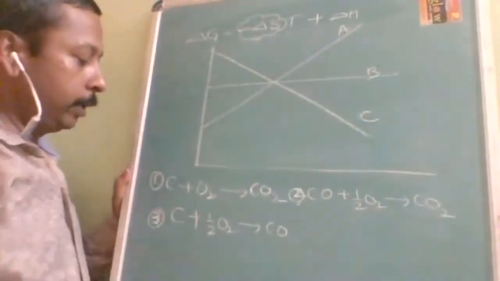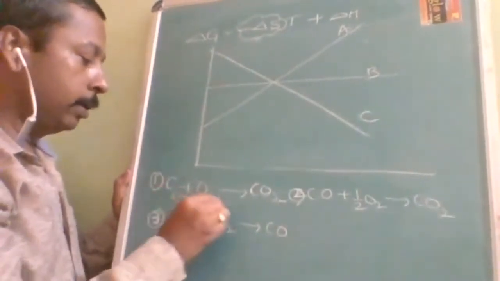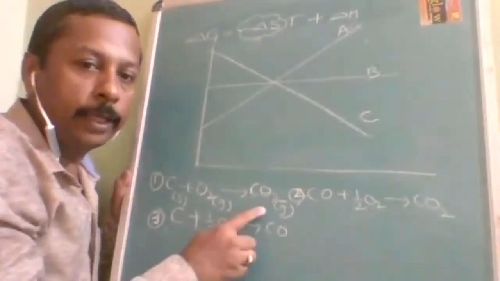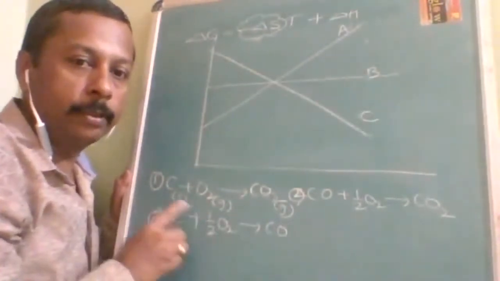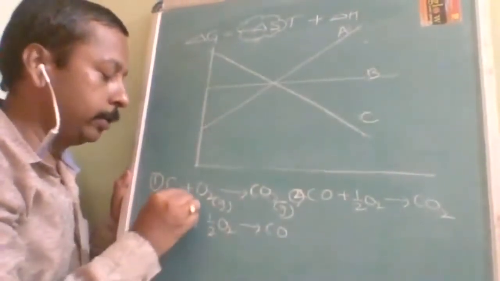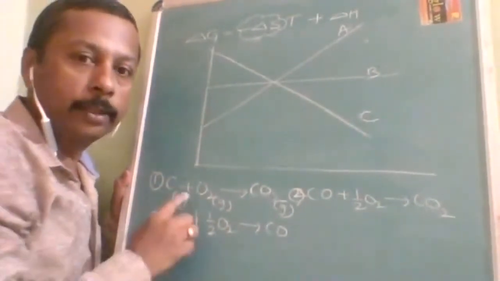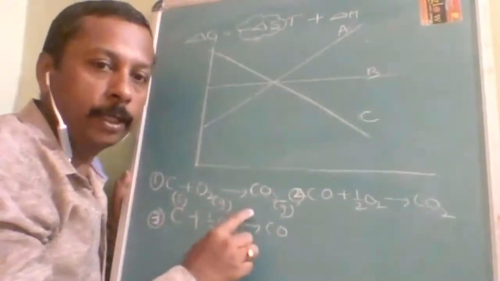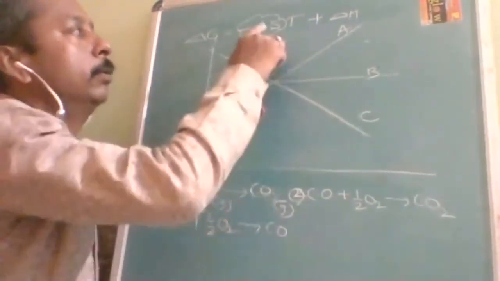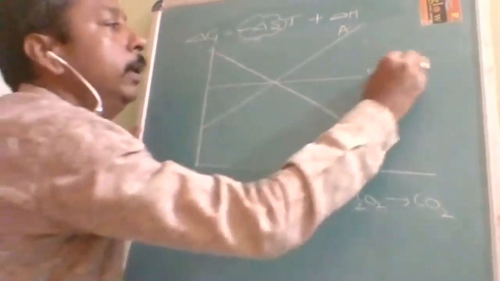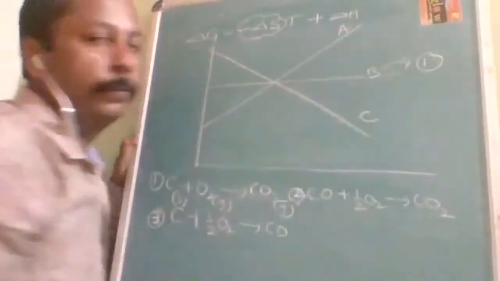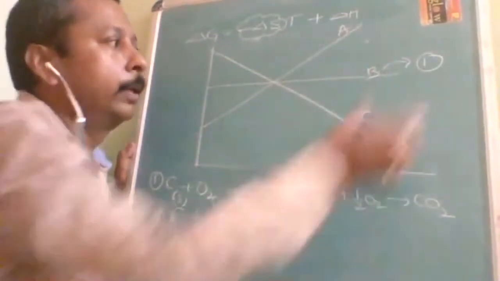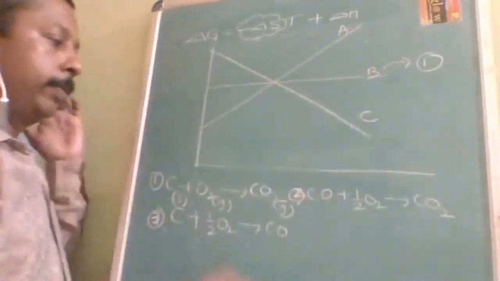Let us take here, it is solid, it is gas, it is gas. 1 mole of gas, 1 mole of gas. You forget about the solid, it is not going to affect much. So that means slope is going to be 0 because gas is converting to gas. Entropy change is 0. So that means the B line corresponds to equation 1.